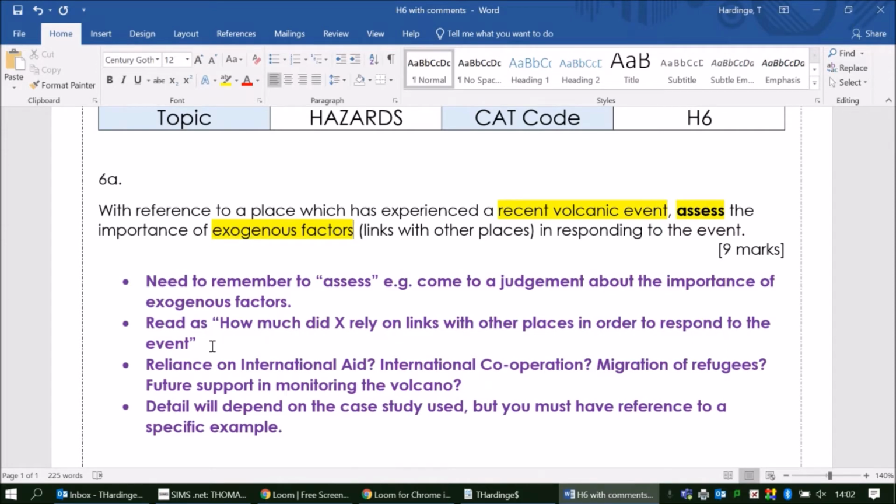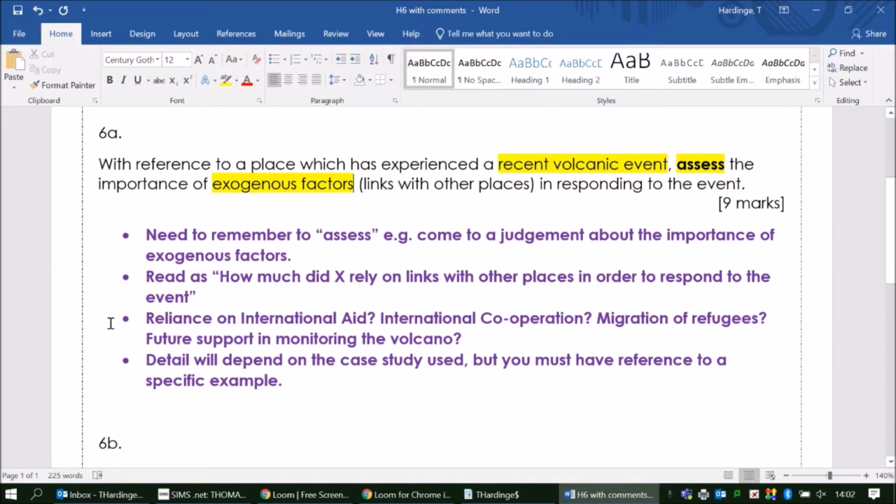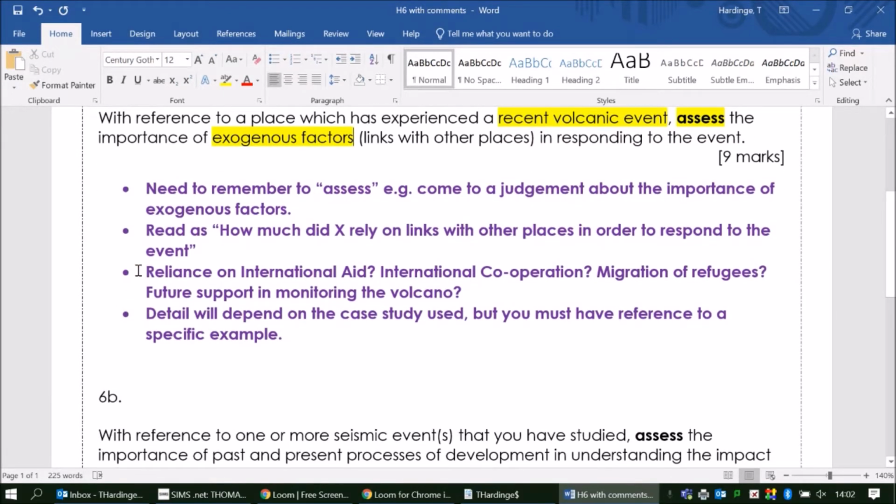When we unpick what sort of exogenous factors you might talk about, you might come on to these kinds of things. So maybe reliance on international aid or international cooperation, where maybe countries have to work together to achieve the same aim, maybe about the migration of refugees, or maybe future support in maybe monitoring that volcano going forward. All of those things would form part of that idea of exogenous factors.